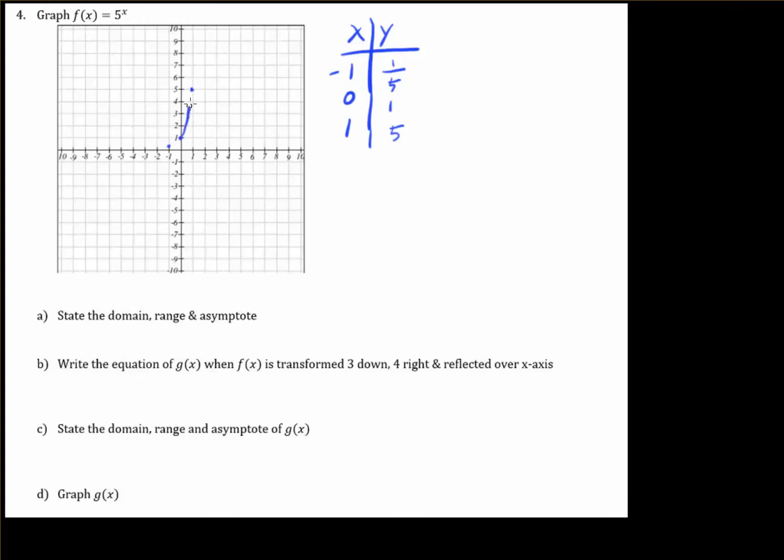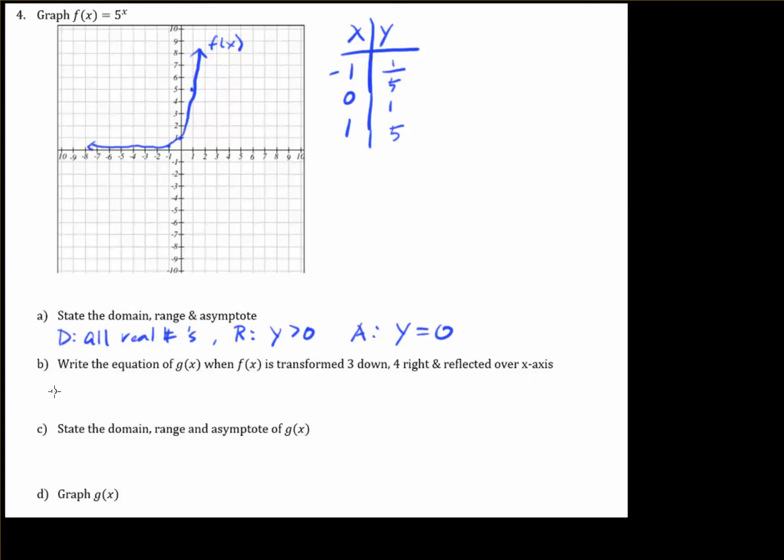Okay. Make sure I don't go below the asymptote. Okay, that's my f of x. So state the domain. The domain is all real numbers. The range is a parent function, and it does not reflect over the x-axis, so y is greater than 0, and the asymptote is y equals 0.